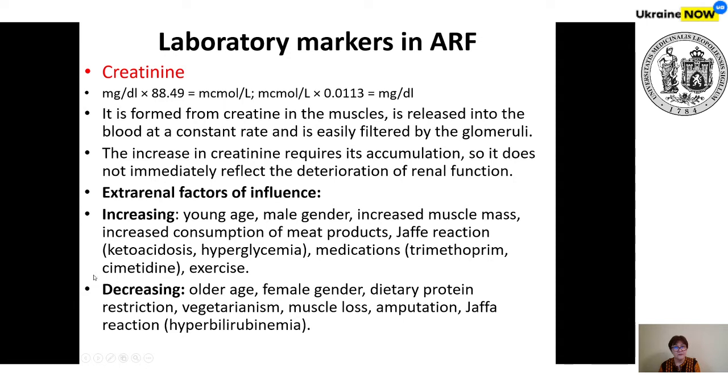Laboratory markers in acute renal failure. The main marker used in routine clinical practice is creatinine. In Ukraine, laboratories give it in micromole per liter. In main European countries, for example, in milligram per deciliter, so there is a conversion in one and the opposite direction. Creatinine is formed from creatine in muscles, is released into the blood at a constant rate, and is easily filtered by the glomeruli and not reabsorbed.